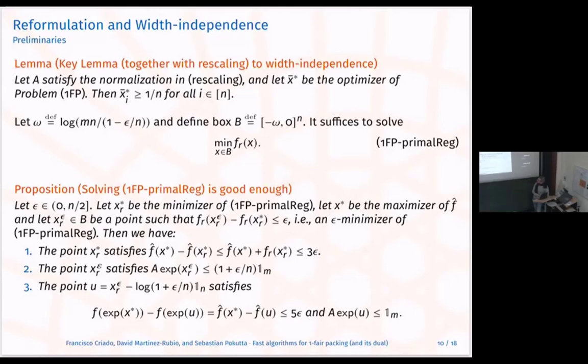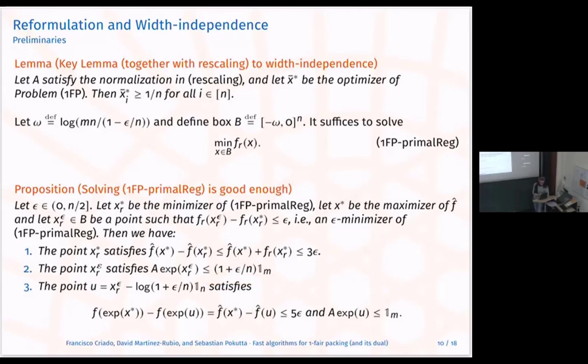Then the following things hold. The first thing that you can see is that the true optimal solution of the regularized problem is a 3 epsilon optimal solution for the original problem. The epsilon dependence comes in because the barrier depends on the epsilon here, so otherwise this would not happen. Then the second thing that you can see is that if you look at this epsilon approximate solution, this solution is almost going to satisfy your constraint. So you have a very, very small multiplicative error on the right-hand side.